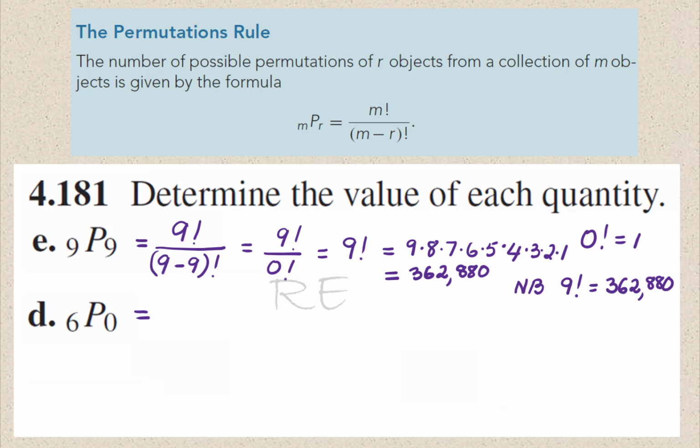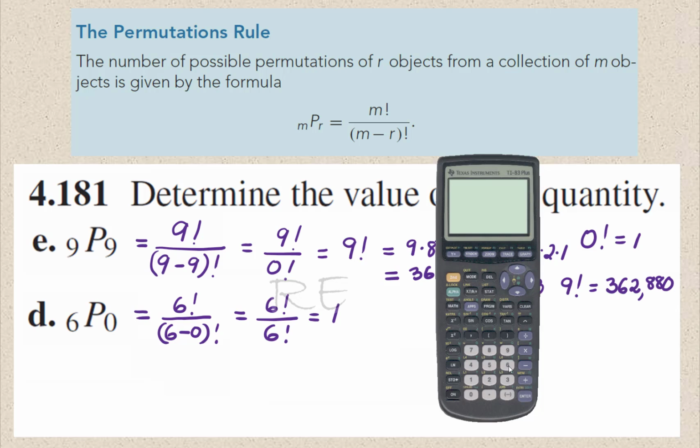Out of 6, permute 0. 6 factorial divided by 6 minus 0 factorial. 6 factorial divided by 6 factorial, which is 1. The only way to choose 0 out of 6 is not to choose anything at all. One way. Enter 6, scroll to probability, scroll down to nPr 0, and the answer is 1.